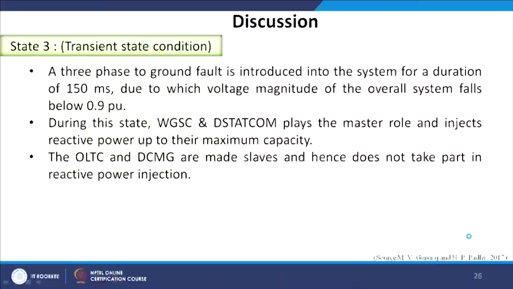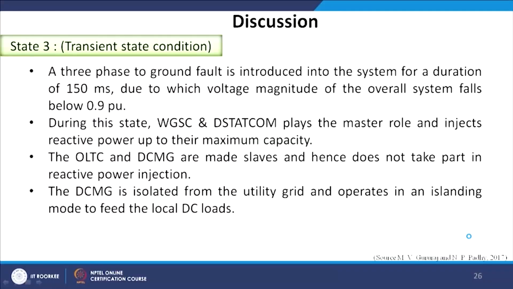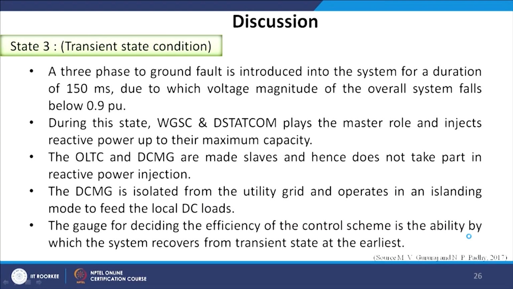WGSC and D-STATCOM now act as master and try to evacuate all the reactive power available to them. The OLTC and DC microgrid are made slave and hence do not take part in the reactive power injection under transient state conditions. The DC microgrid is isolated from the utility grid and operates in an islanding mode and feeds the local DC loads. The gauge for deciding the efficiency of the control scheme is the ability by which the system recovers from the transient state at the earliest.